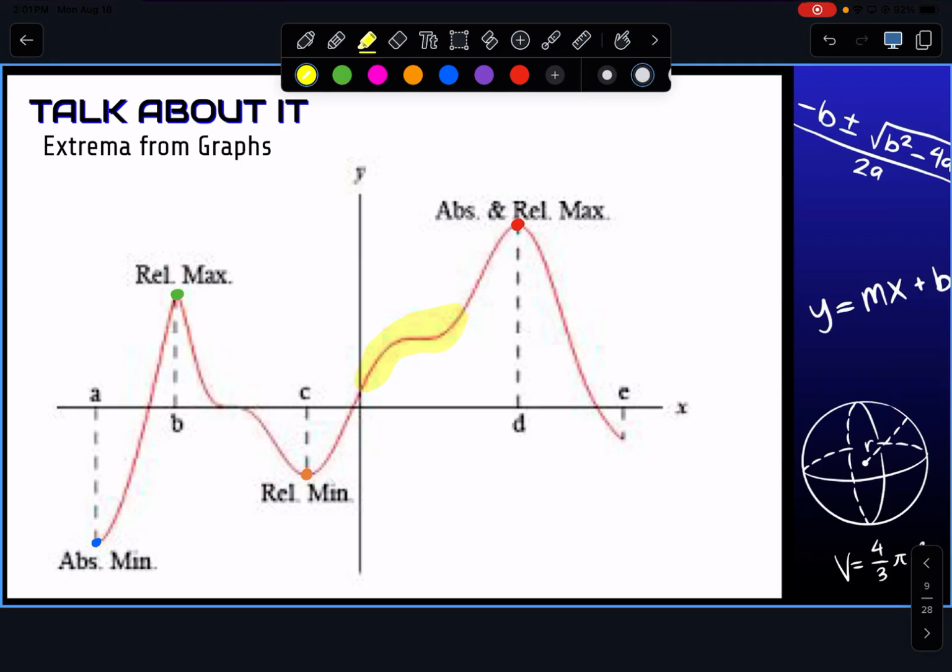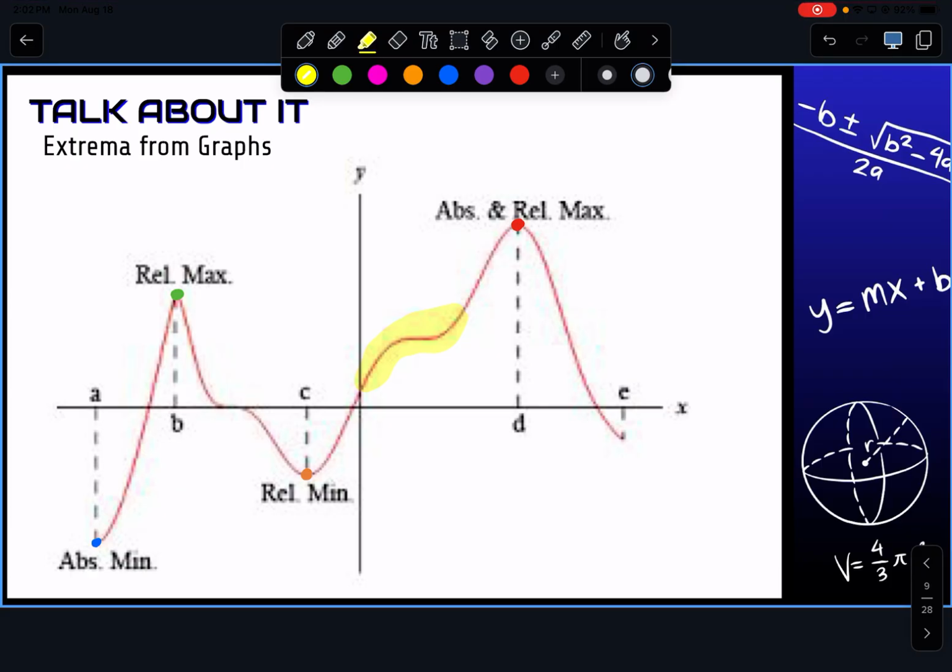Then we get up here to this point. The red point is the highest point on the graph. Nothing is higher or above that. So that is an absolute maximum, but it's also a relative maximum because we change direction. It goes from rising to falling.